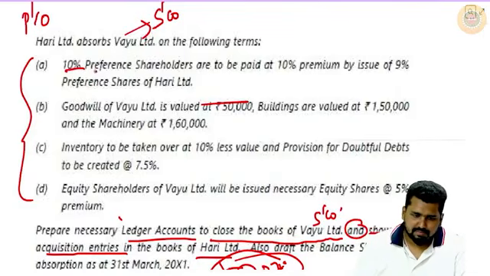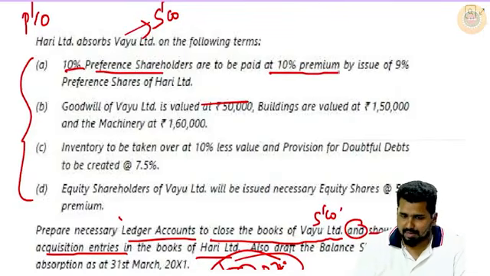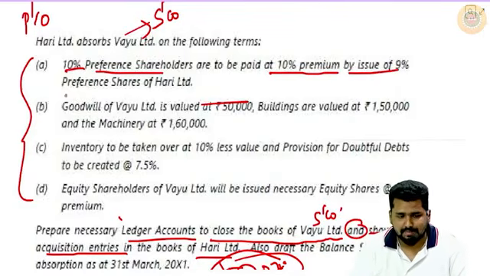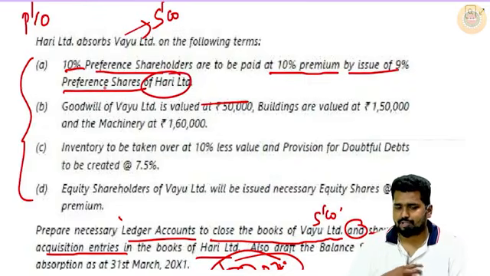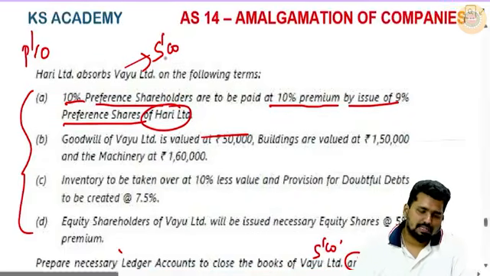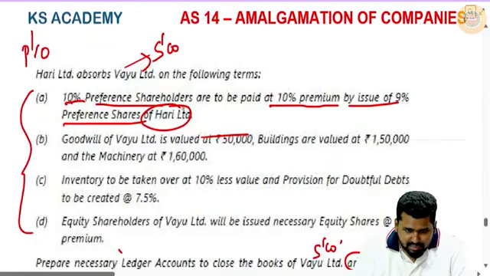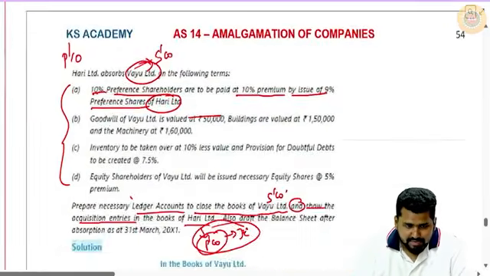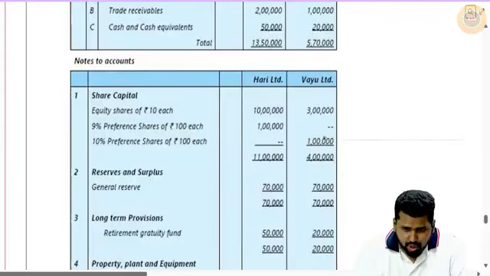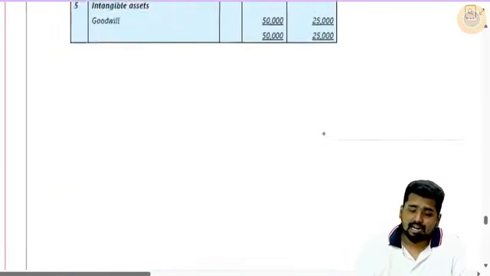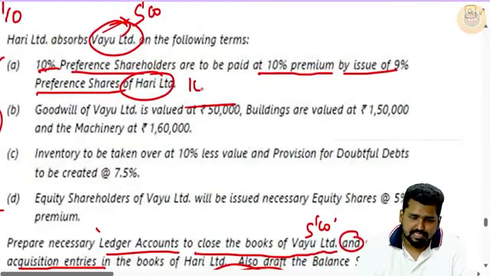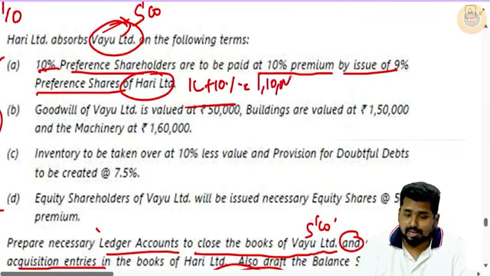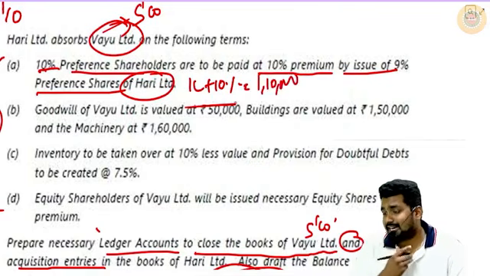Listen, 10% preference shareholders are to be paid at a premium of 10% by issue of 9% preference shares in Hari Limited. Assume we are the selling company, Vayu Limited. So how much are the shareholders to be paid? The 10% shareholders are to be paid. In Vayu Limited we have preference share capital of 1 lakh, but we are agreeing to pay 1 lakh plus 10% premium, so 1,10,000 we are agreeing to pay. The loss should be taken to the realization account.